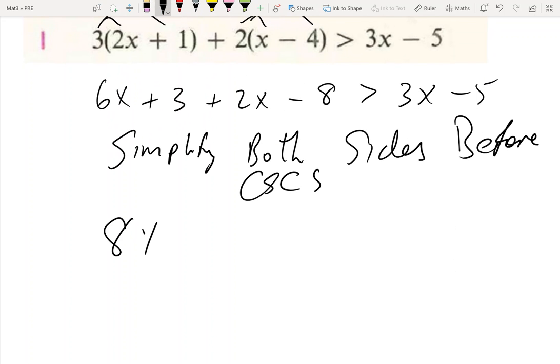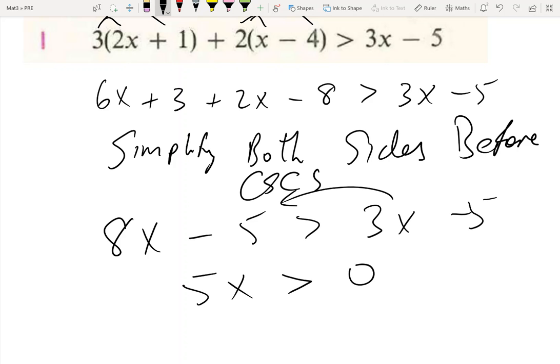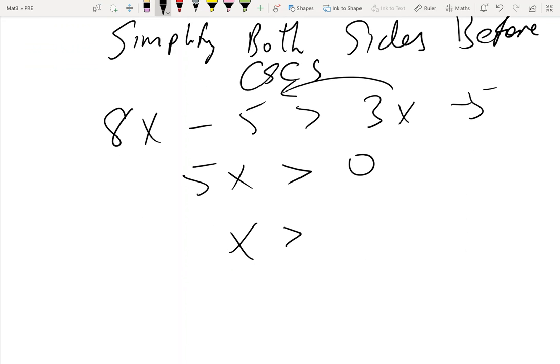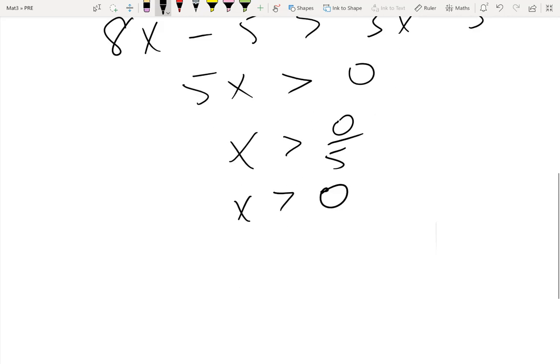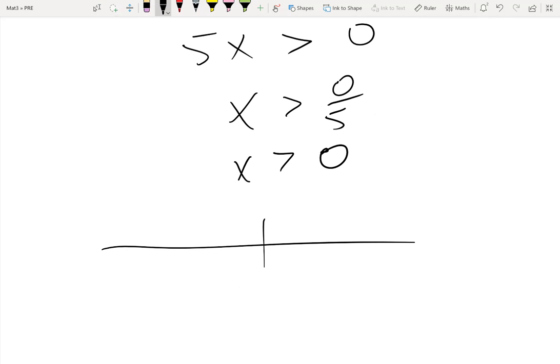Okay, 8x minus 5 larger than 3x. Oh, minus 5. See how that goes? That's okay. So this guy goes this way and we get 5x is larger than 0. Well, x is larger than 0 over 5, but that just means x is larger than 0. Okay, so your boundary value is 0. Your style is hollow, and your direction is this way.